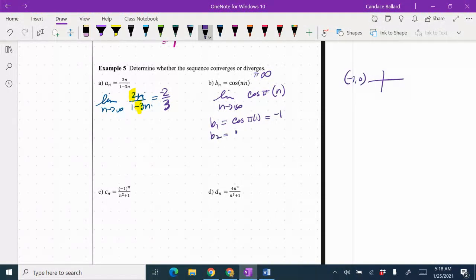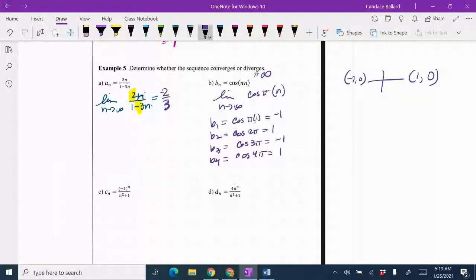If I looked at the second term, it would be cosine of 2 pi, which would be 1. If I looked at my third term, it'd be cosine of 3 pi, which would be negative 1 again. If I looked at my fourth term, it's the cosine of 4 pi, which would be 1. So do you see how the signs are alternating? The alternating would mean that the limit does not exist. So we would say that this does not exist because it's alternating.